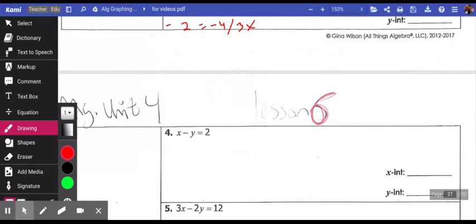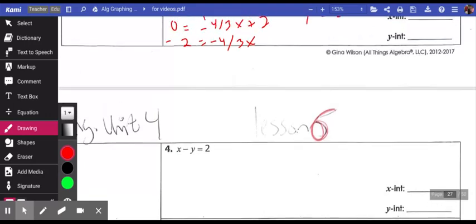Okay, so there's different ways you can do ones that are not in slope-intercept form. Some people prefer to switch it. So you can go like this and have, let's see here, +2, and then you have y equals x minus 2, because you got to switch the sign of everything. And then you can do it the same as what we were just doing.